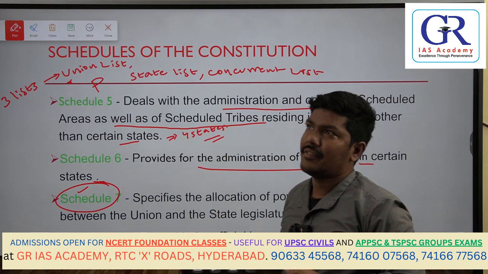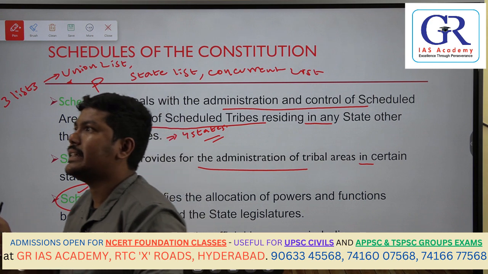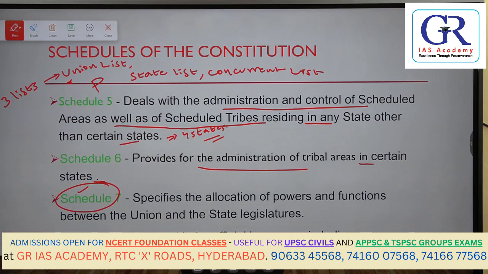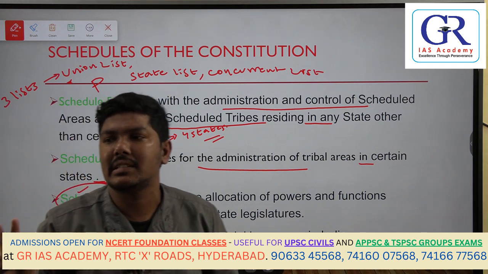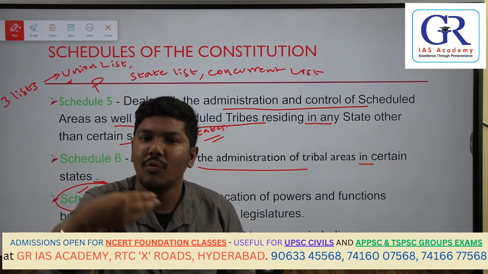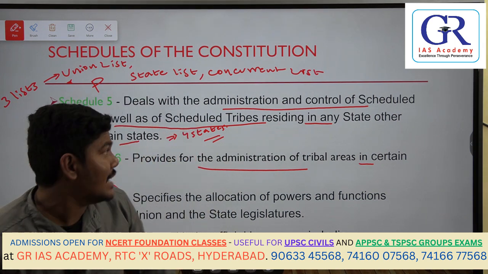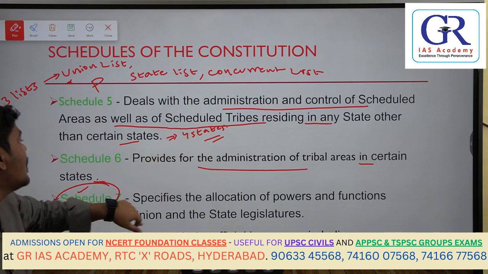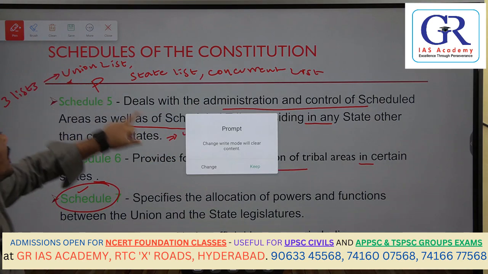Schedules 5 and 6 are all about protecting the interests of scheduled castes and scheduled tribes. Schedule number 7 deals with the lists. You can simply remember it deals with the three lists: union list, state list, and concurrent list. You should know for which list who will make a law, and when there is a conflict, whose law will prevail. All those aspects you need to be very thorough.